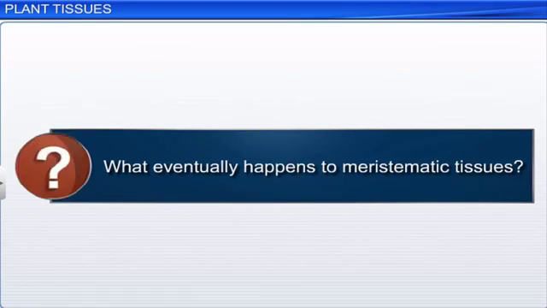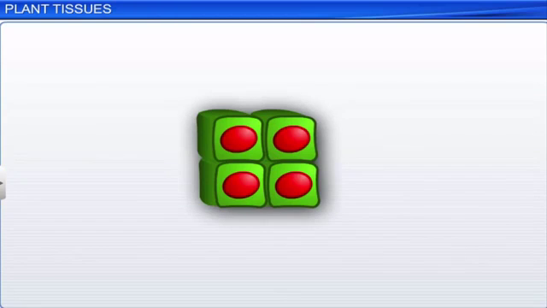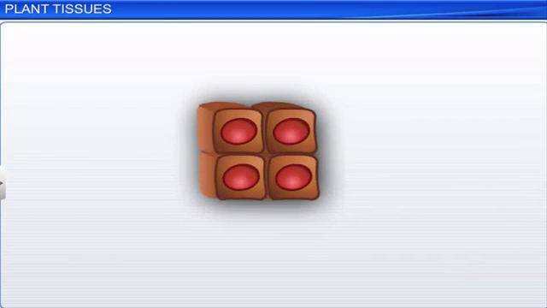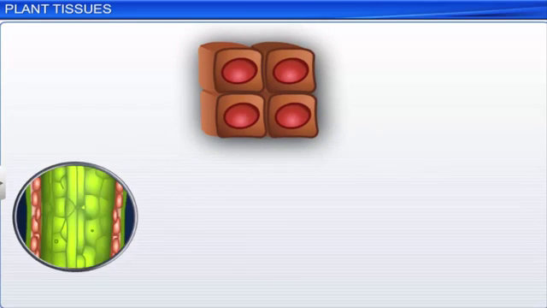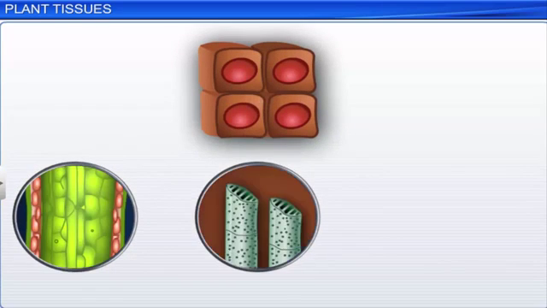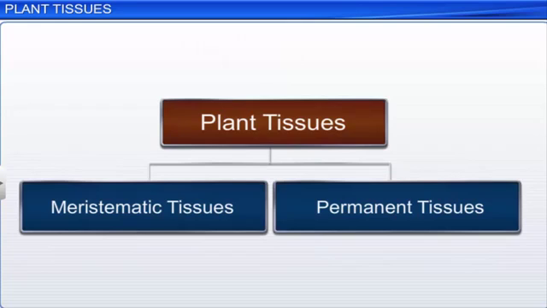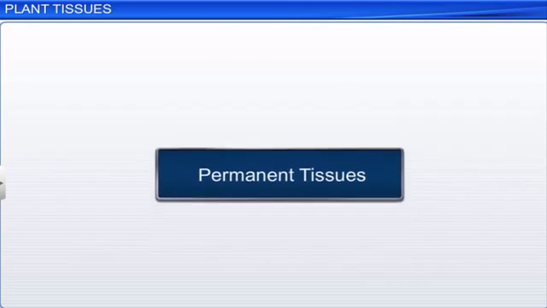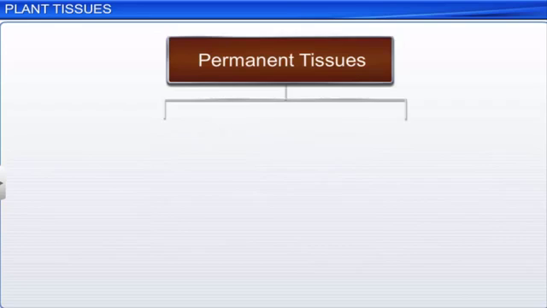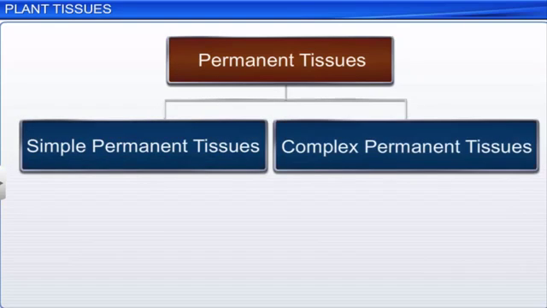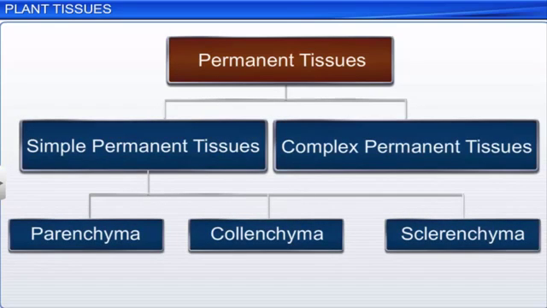What eventually happens to these meristematic tissues? Old meristematic cells lose the capacity to divide and transform into permanent tissues. This process of taking up a permanent shape, size, and function is called differentiation. Permanent tissues can be simple or complex depending upon their structure and function.